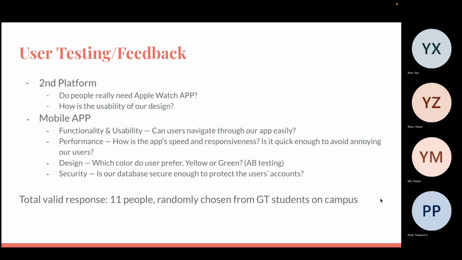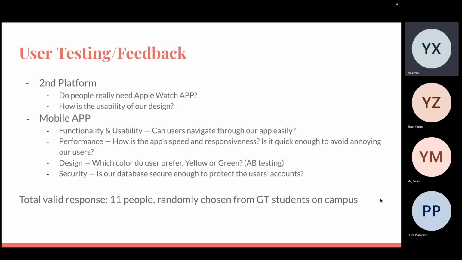We have two choices about the color, the green and the yellow. We will use A/B testing to find out which one is better. And for security concerns, we will also investigate that topic.